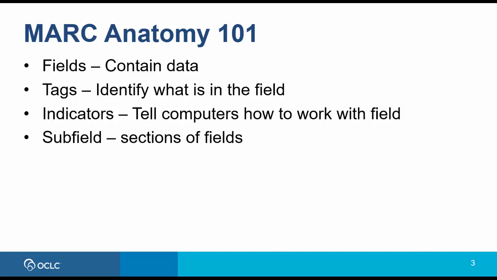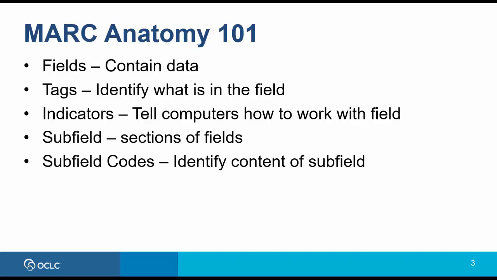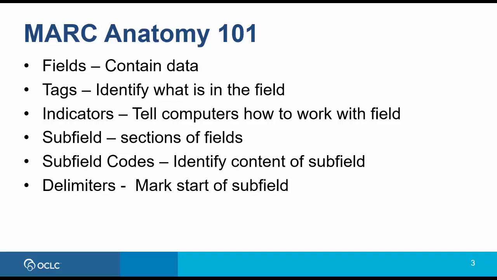Subfields are what they sound like. They're smaller sections of fields. Subfield codes tell a computer what kind of data is in the subfield. For example, in the 245 field, subfield C is a statement of responsibility. Computers can't tell whether a character is a subfield code or part of the data. A delimiter tells the computer where the subfield starts.